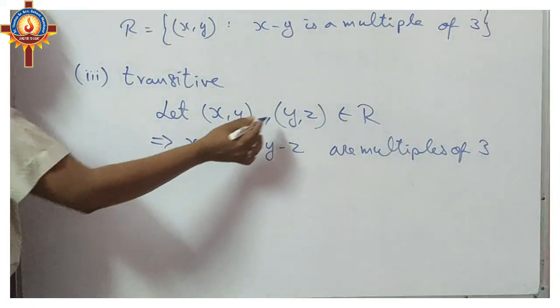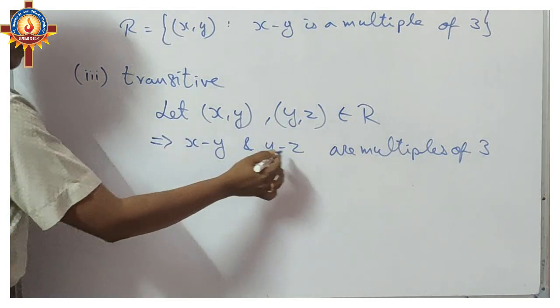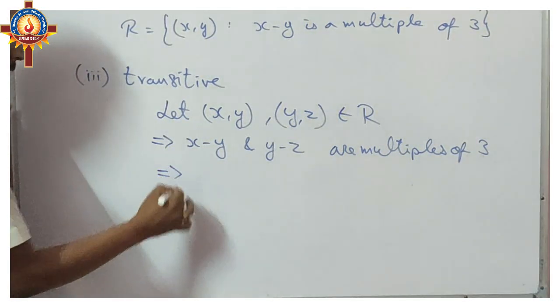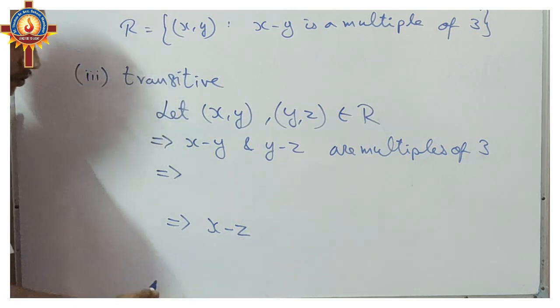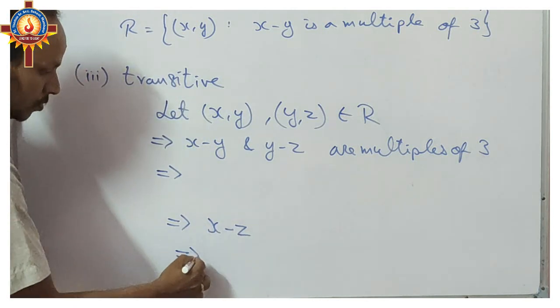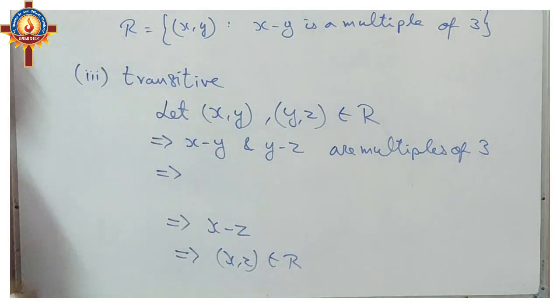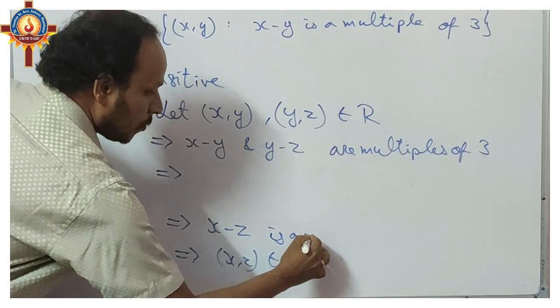If (x, y) and (y, z) belong to R, then x minus y is a multiple of 3 and y minus z is also a multiple of 3. Now, what we are supposed to get here is just x minus z. Why do we need to get x minus z? Because (x, z) must belong to R to prove that this relation R is transitive. For that we should get x minus z is a multiple of 3.